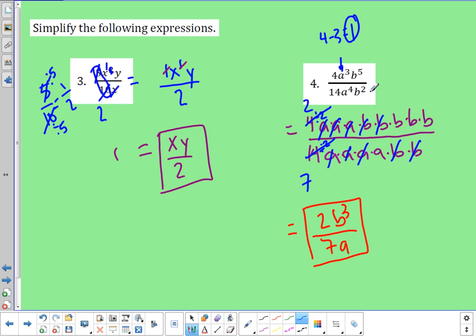The B, 5 minus 2 is 3. I started with 5 on top, so now the extras are on top of my fraction. So be really careful about where those leftover A's and B's or X's and Y's are going to be.